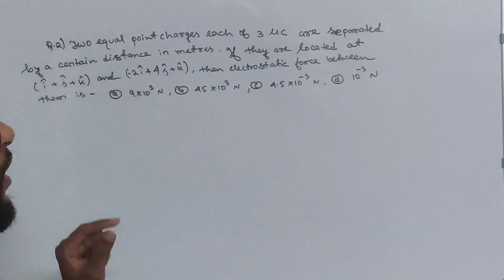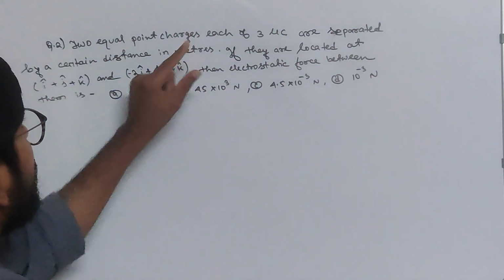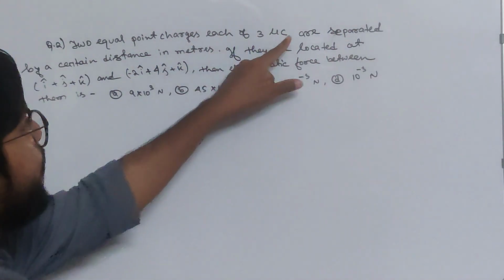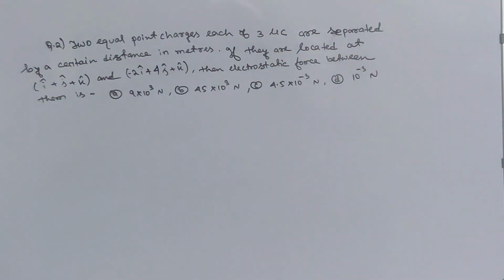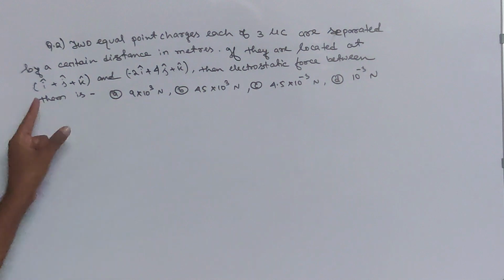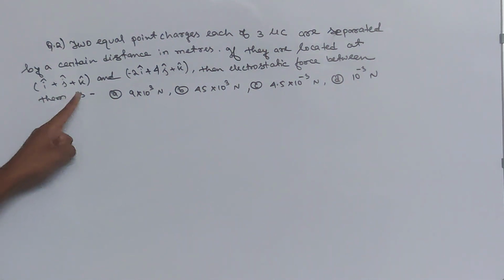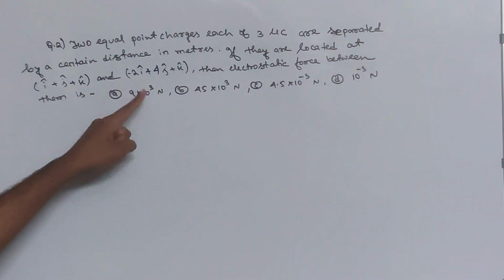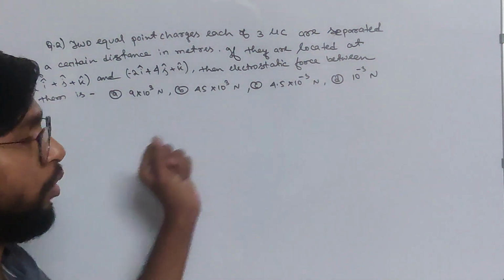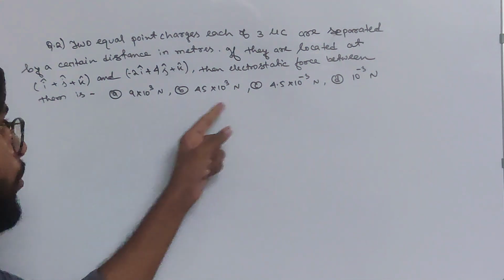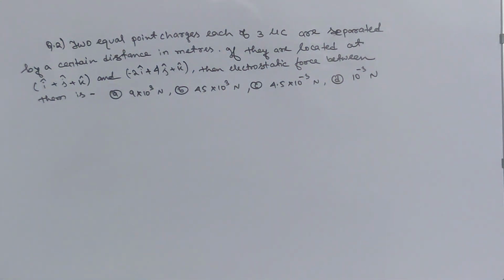The second question is, two equal point charges, each of 3 microcoulomb, are separated by a certain distance in meters. If they are located at i plus j plus k cap and minus 2i plus 4j plus k cap, then the electrostatic force between them is, out of these four options, one is correct. So you have to tell which one is correct. Okay, let's do it.